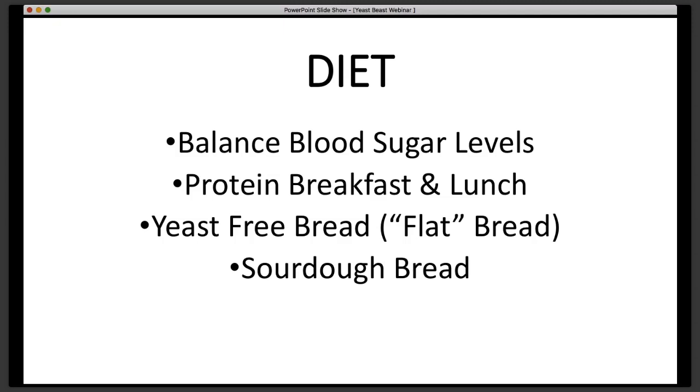Yeast-free bread, like flatbread, such as mountain bread. And sourdough bread, even though that does use a type of yeast, it's a yeast that usually the body can deal with a lot better and easier than the regular yeast that's used in bread.